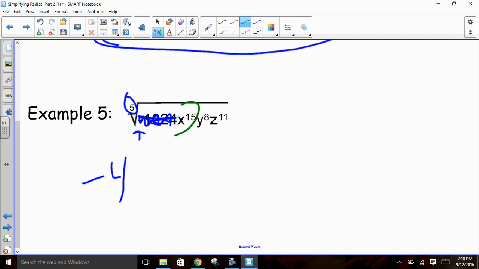All right, let's look at my x's. X to the 15th. Is 15 divisible by 5? Yep, I get 3. So I get x cubed coming out.